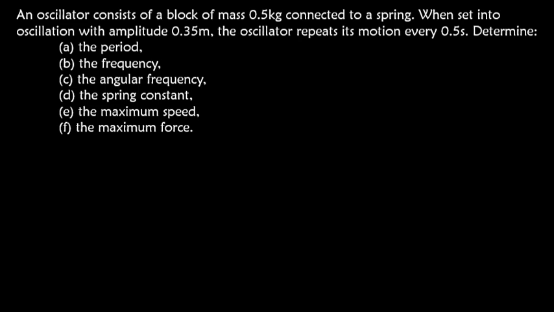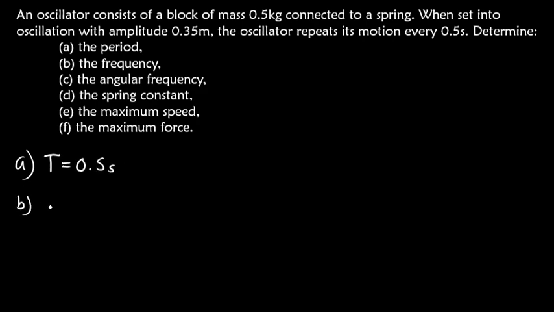An oscillator consists of a block of mass 0.5 kg connected to a spring. When set into oscillation with an amplitude of 0.35, the oscillator repeats its motion every 0.5 seconds. So the first question says, determine the period. Now, period is the time taken for the motion to repeat itself. In this case, the motion repeats itself after 0.5 seconds, so our period is 0.5 seconds.